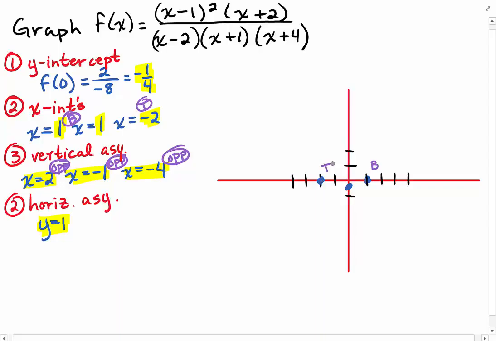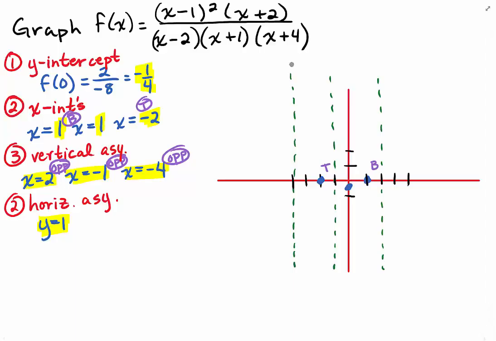Then our vertical asymptotes occur at -4, -1, and 2. So we can draw those in. And we have those classified as well, and they're all opposite, so the graph's going to go up one side and down the other. Lastly, our horizontal asymptote is at y equals 1.